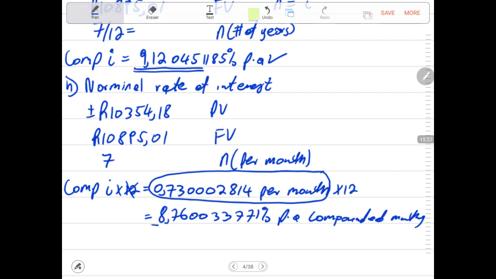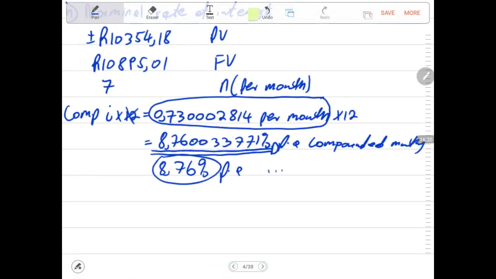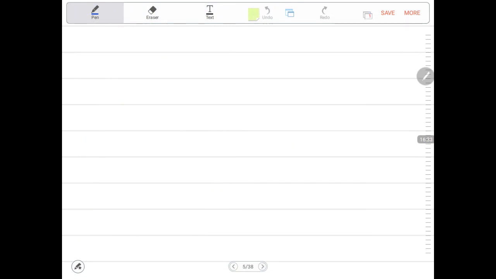That's what it means to say per annum compounded monthly, or per annum compounded quarterly, or per annum compounded 6 monthly. It depends. But in this case, it's per annum compounded monthly. The previous one was per annum compounded 2 monthly, the first question. Now that we do have the nominal rate, which is 8.76% per annum compounded monthly, we can use this rate to calculate the amount that was initially invested.